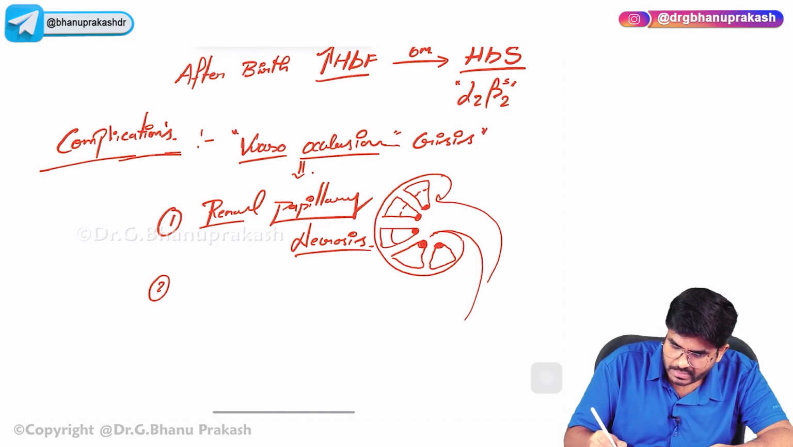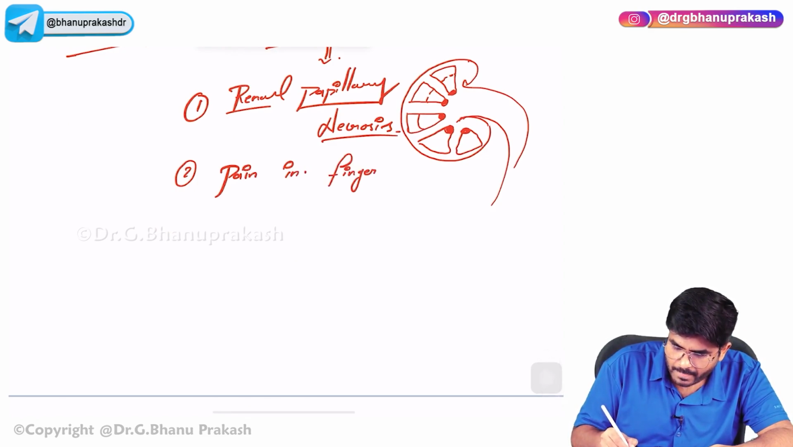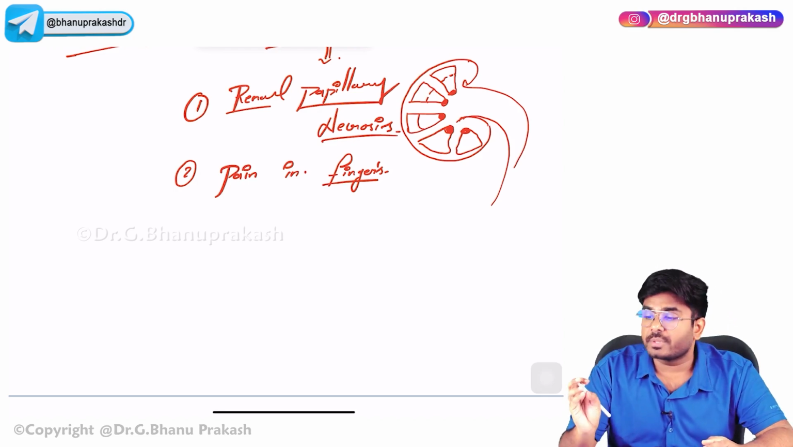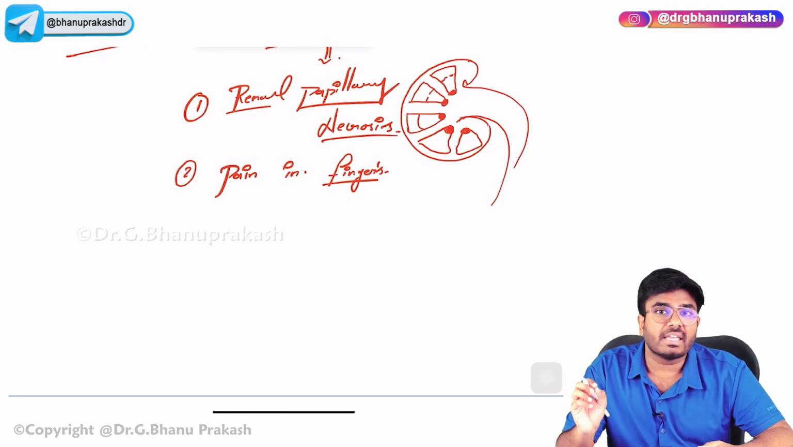Vaso-occlusive crisis, and there is pain in the fingers because especially the blood vessels are getting blocked. The blood vessels are getting blocked because of the sickle cell RBCs, especially seen in infants.